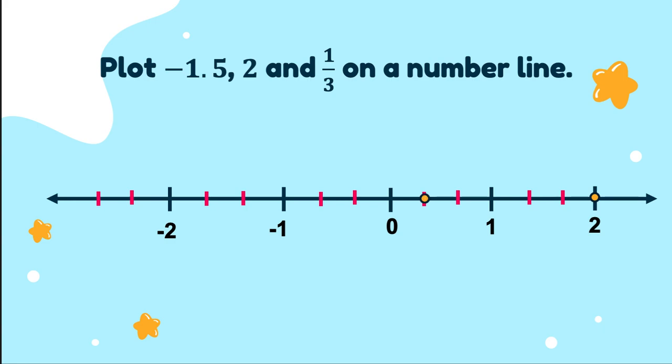And then next we have 1/3, because it is between 0 and 1. So it's 1/3, 2/3, and of course 3/3, which is 1. So therefore 1/3 is here. And lastly, negative 1.5. We all know that negative 1.5 is halfway between negative 1 and negative 2. So we just locate it here in the halfway point of the two integers. So that is how we plot negative 1.5 on a number line.